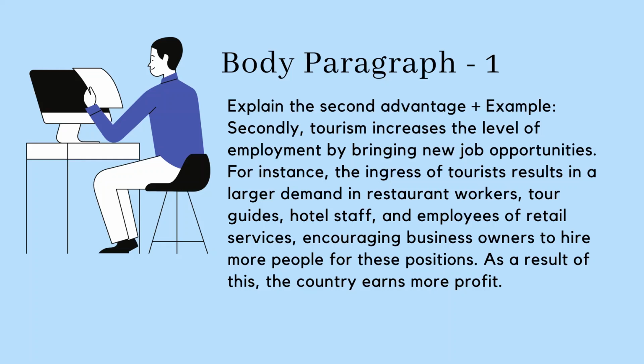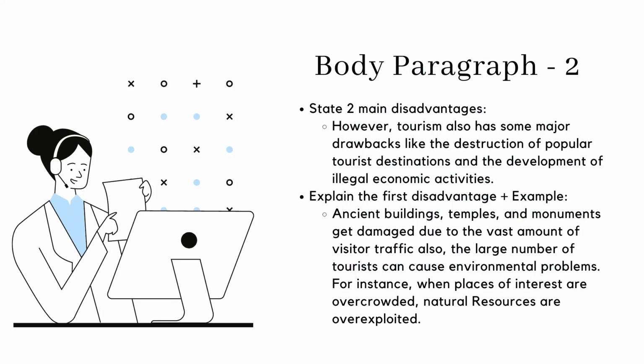You can see the words in bold letters. These are the linkers and the uncommon words which can help to get better score in coherence and cohesion and lexical resource section. Now we shall start writing second body paragraph. It starts with stating two main disadvantages.